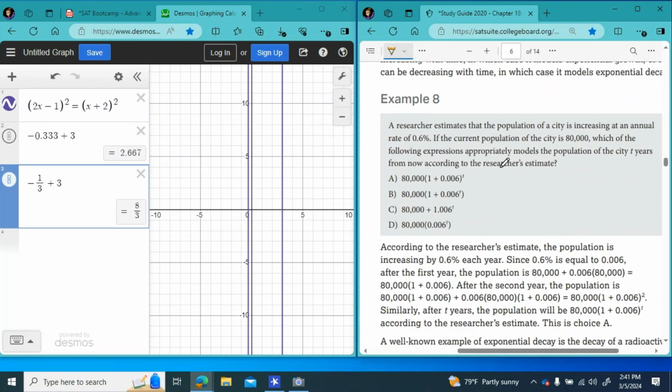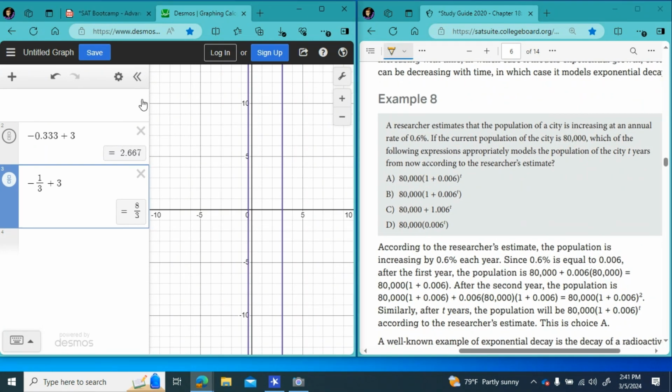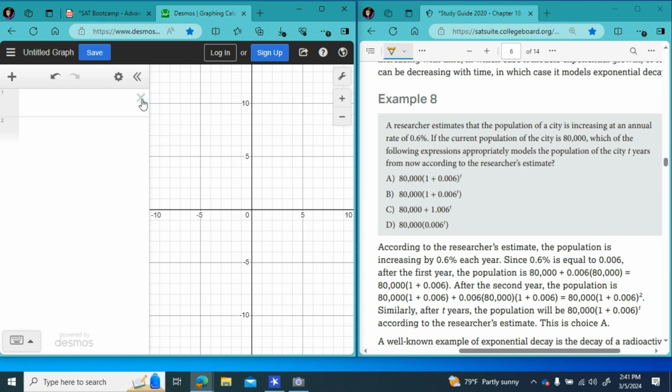Example 8 says, a researcher estimates that the population of a city is increasing at an annual rate of 0.6%. If the current population of the city is 80,000, which of the following expressions appropriately models the population of the city T years from now, according to the researcher's estimate?